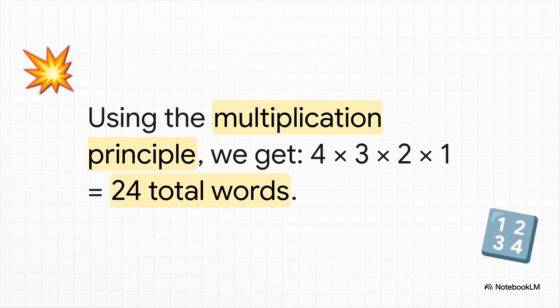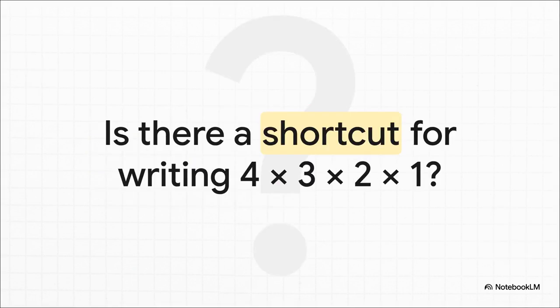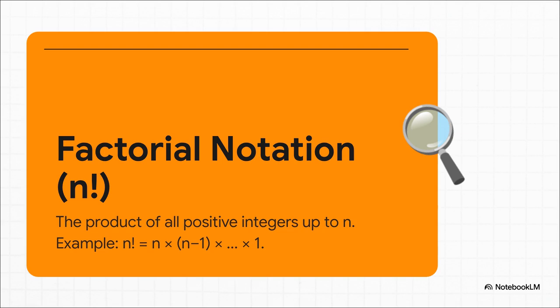And that gives us a grand total of 24 unique arrangements. So this method works great, but imagine if we were arranging, say, 10 letters instead of just 4. Writing out 10 times 9 times 8 times 7, well, that would get really annoying really fast. And you've probably guessed it, math has a much more elegant way to write this. And here it is. It's called factorial notation, and it's just an exclamation point.